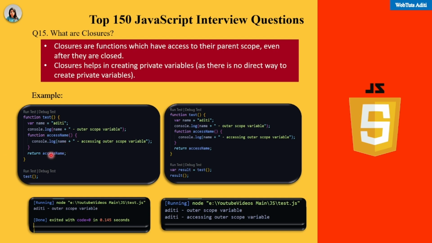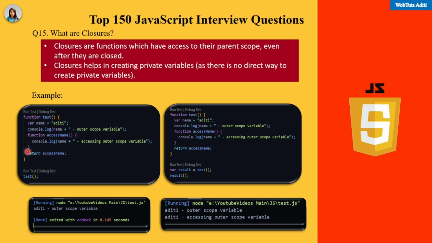Here you can see it is returning access name. It is returning this access name function, but it is not executing. This function is not called. This whole function is returned, but it is not called. So this line of code is never executing. When I'm calling this test function, this test function's execution is over, but this access name function is never executed. But still you can see this test function is not over because it did not execute these lines of code in this test function, right?